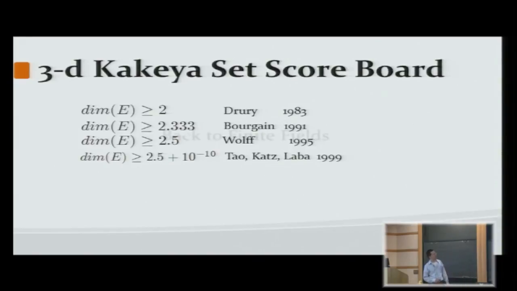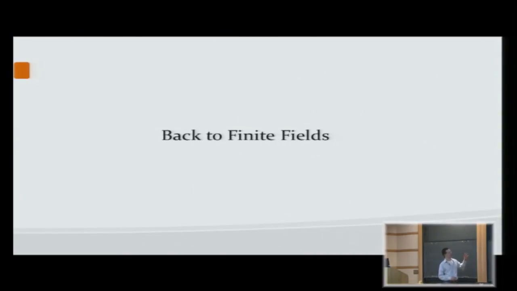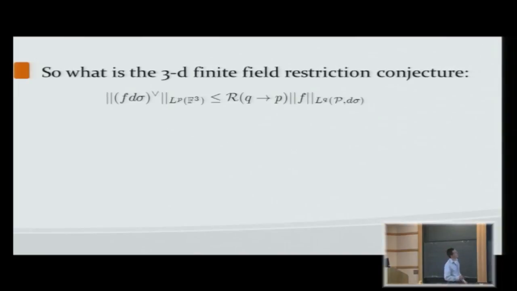But let me go back to finite fields. So the point of taking a detour, I know some people here are discrete, so hopefully you're not going to need to remember it to go forward, is that we set up this finite field restriction problem. It is interesting to us because we're trying to figure out how to detect cancellation in finite fields in exponential sums, but it's also a model problem for this really hard problem in Euclidean space that we don't know how to solve.